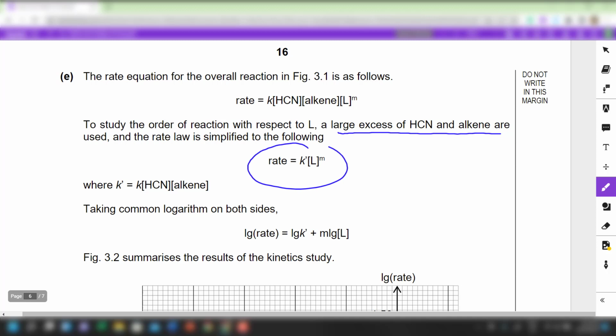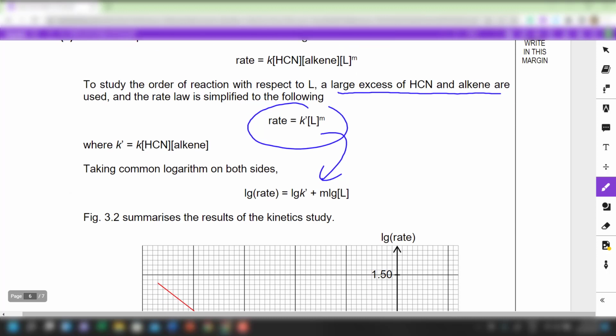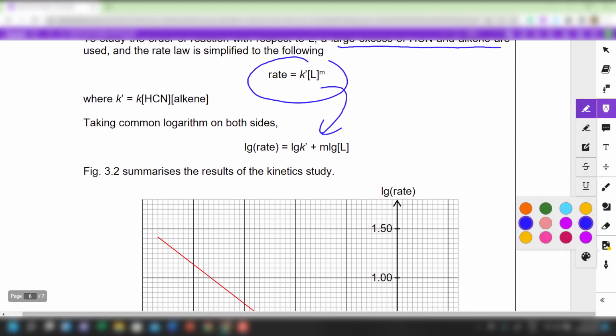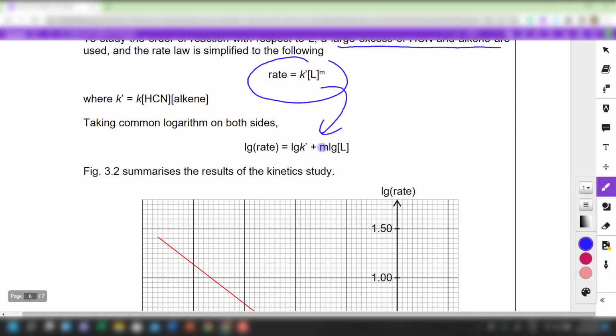Some of you were wondering, how can I get from the rate to this? If you recall from mathematics, or from what you have learned maybe in physics, if you don't do physics, then you can just do the mathematics: take logarithm to the base 10 on both sides, and then you end up with this. Once you end up with this, you realize that the gradient is actually the order of the reaction, correct?